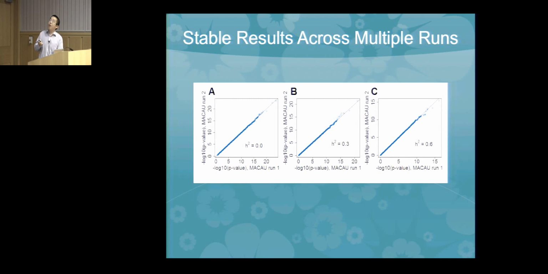We did 3 simulation studies with the heritability equal to either 0, 0.3, or 0.6, which I'll get to in more detail shortly. In those 3 sets of simulations, we ran 2 different runs of Macau. We started with a different set of initial values for run 1 and a different set of initial values for run 2. You can compute their minus log 10 p-values and plot them against each other. You can see that the p-values from one set of MCMC chains look very similar to the second set of MCMC chains, suggesting that our MCMC-based p-value is extremely stable across multiple runs.